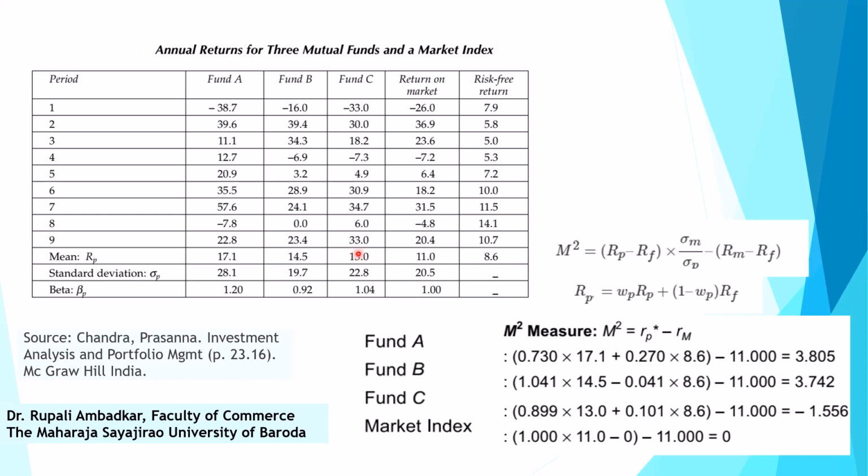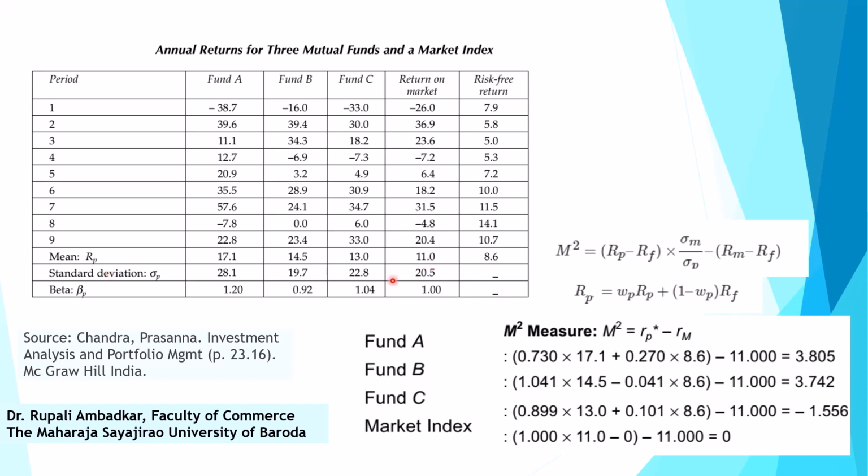Now here we have to calculate the M-square measure. There are two ways to calculate the M-square measure. We can use this formula, but we can start with this first. This is easier to calculate the M-square measure. Let us do it. So now when we are calculating the return on the adjusted portfolio, first we'll have to find out the weight. The first weight, which is WP, which we just learned, will be the division of the standard deviation of the market portfolio divided by the standard deviation of the portfolio.